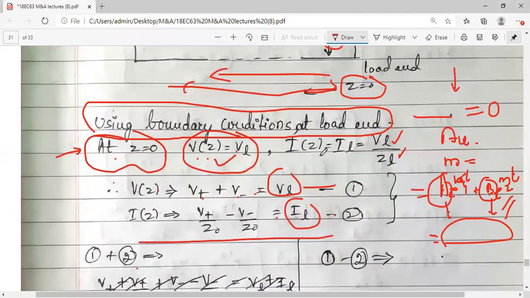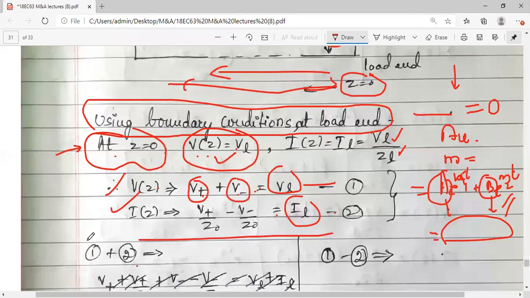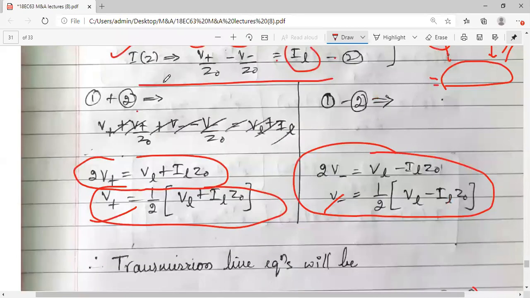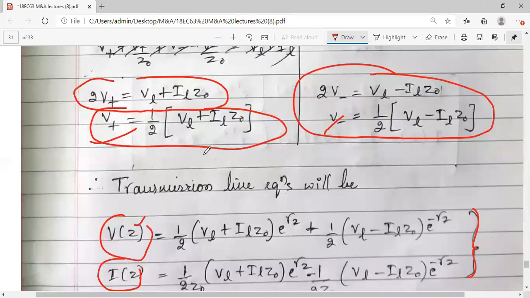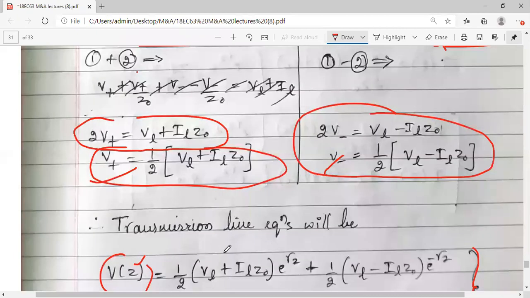So when we use the boundary condition, V will become VL, I will become IL. Then we will get a pair of equations. Two unknowns are there, V plus and V minus, so two equations are there. Solve these two equations, you will get V plus values. Here are the V of Z and I of Z equations. V plus, V minus, I have substituted.